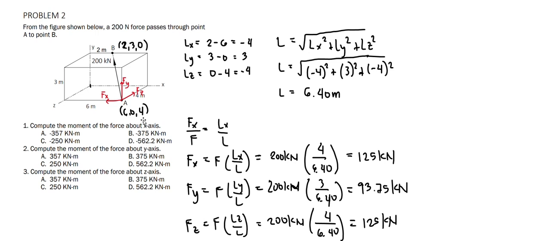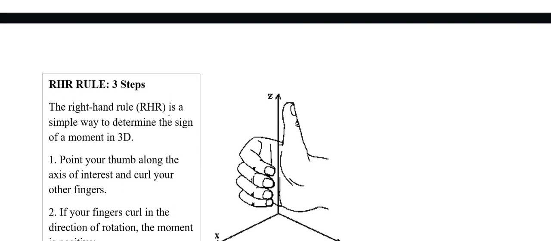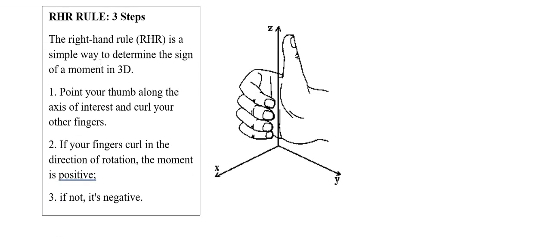Now that we have our components, before we go on solving for the moment, I want to talk about sign conventions. So first, let's talk about the right-hand rule. The right-hand rule is a simple way to determine the sign of a moment in 3D. So first step is you point your thumb along the axis of interest and curl your other fingers. And if your fingers curl in the direction of rotation, then that moment is positive, and if not, it's negative. And that's basically it.